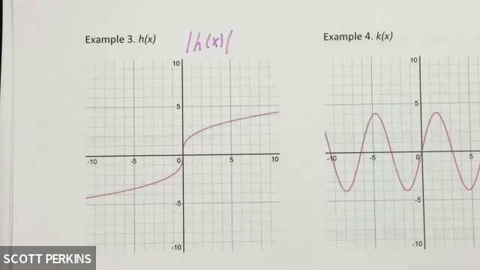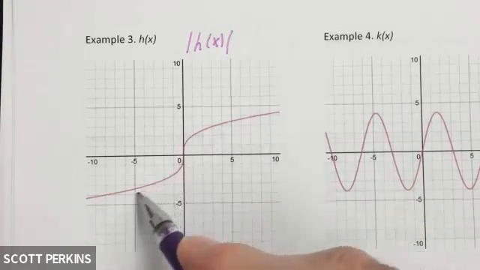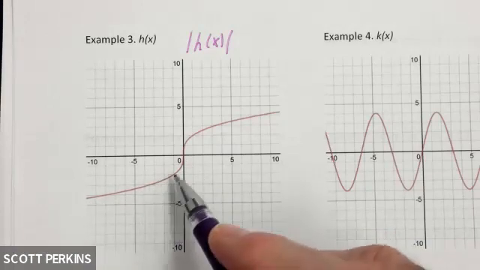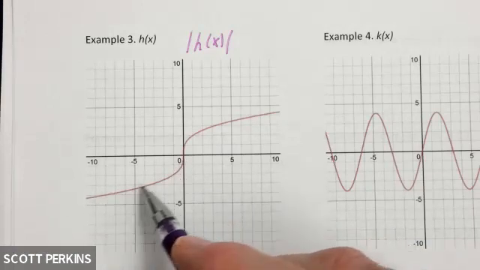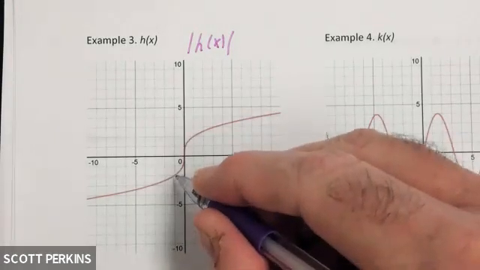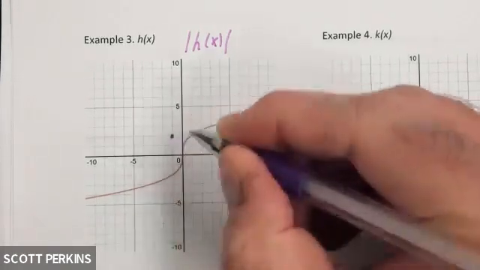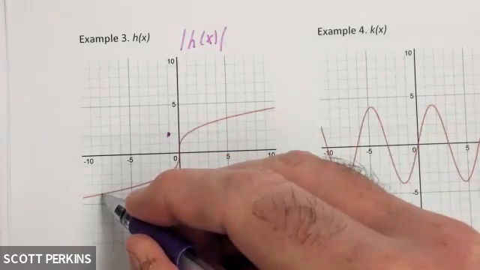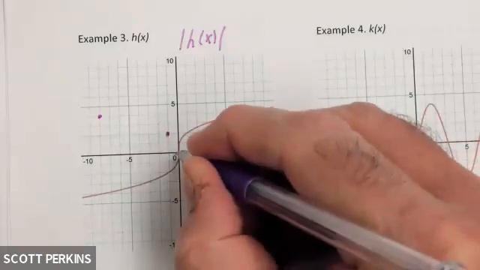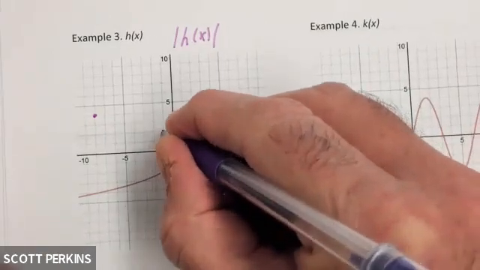So the left side of this graph has negative y values. So when I take the absolute value, all of these values that I'm going over with my pen right now are going to become positive. So it looks like this is -2, so I'm going to raise it up to +2. It looks like this is -4, so I'm going to raise it up to +4. And so it's just going to look something like this on the left side.